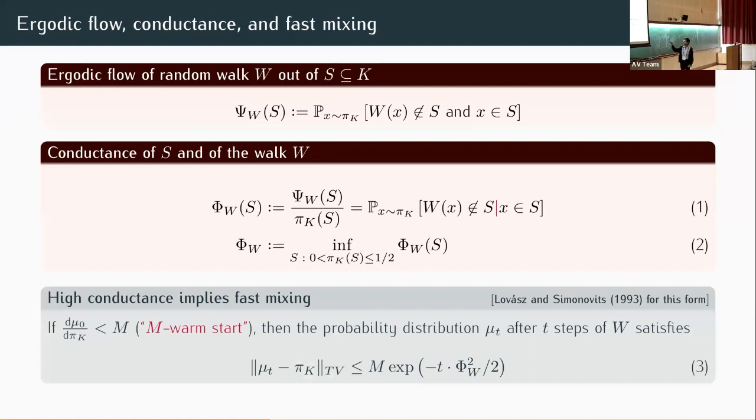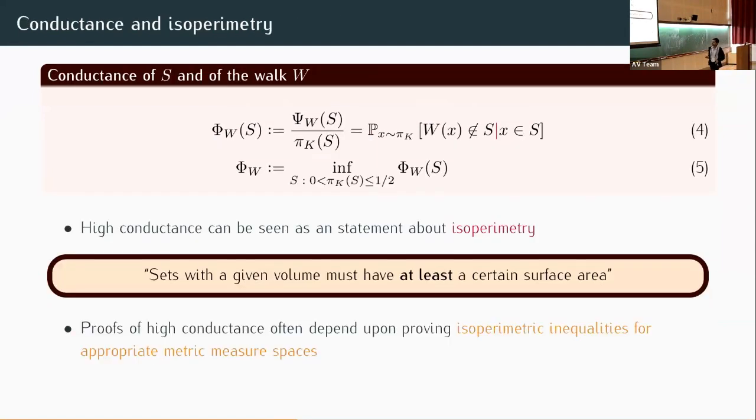This form is from Lovász and Simonovits. So if you have an M-warm start, then the total variation distance after T steps of the walk decays exponentially with the square of the conductance. So the square of the conductance plays the role of roughly the spectral gap. So that's like one form of Cheeger's inequality. And M, the warmness parameter, sits in there.